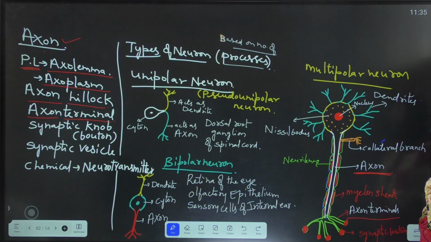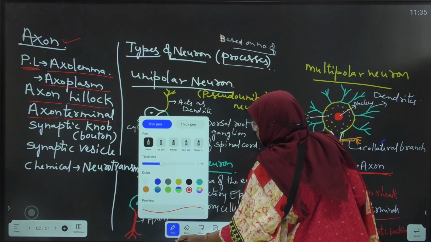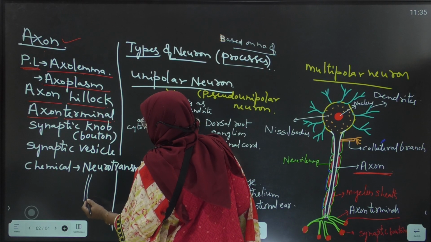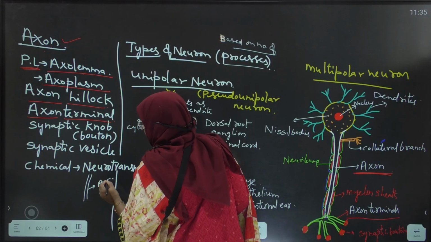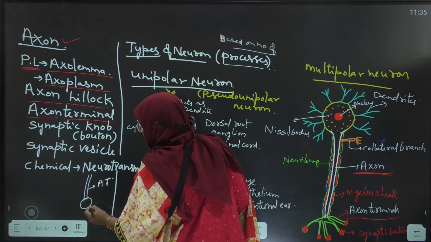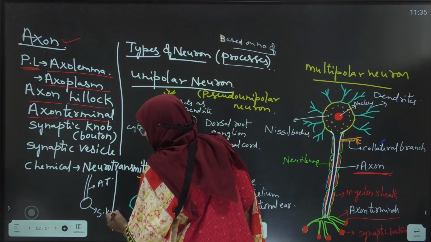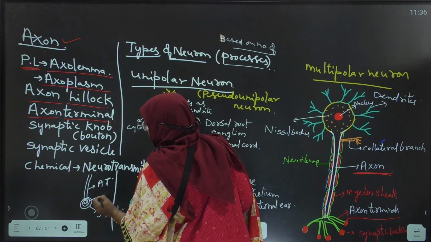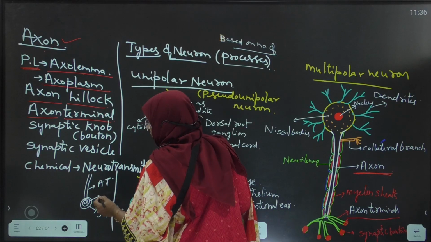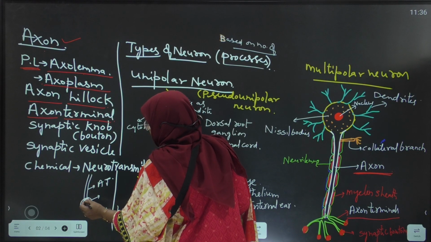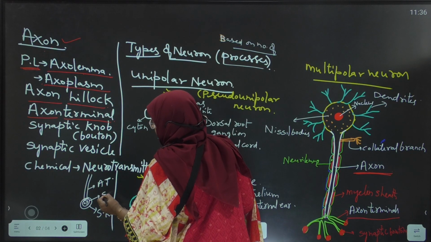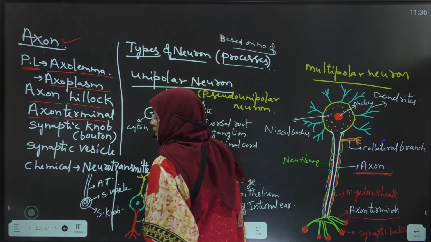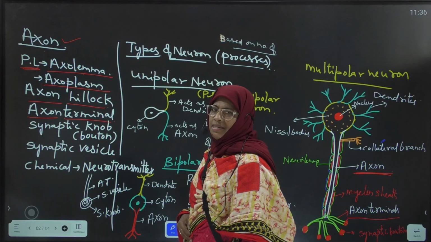Inside these synaptic knobs, this is the diagram of one axon terminal. This axon terminal consists of a knob-like structure called synaptic knob or synaptic button. Inside this synaptic knob, a vesicle is present. In this vesicle, a neurotransmitter, acetylcholine, which is a chemical, is present. This is a sac-like structure present inside the synaptic knob. It is also called synaptic vesicle, which consists of a chemical called acetylcholine, which acts as neurotransmitter.